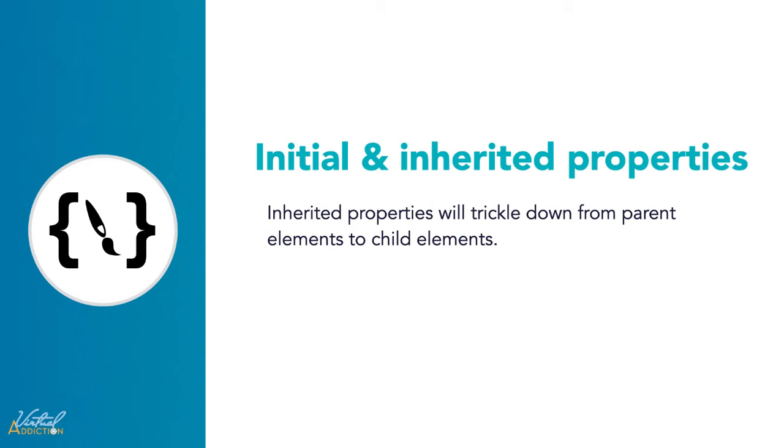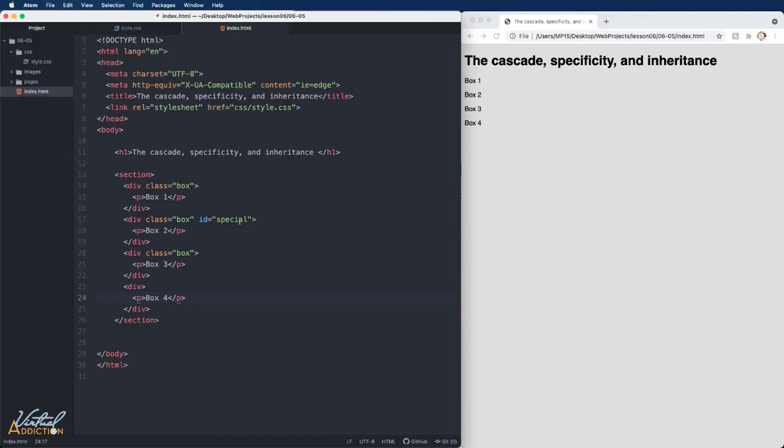Let's look at how some of these things will affect our page. Here I have a very basic page. It has an H1, it has a section element, and inside the section there are 4 div elements. The first 3 divs all have classes of box. The 4th div has no class. And the second div actually has a class of box as well as an ID of special. Let's look at how specificity, the order of appearance, and the initial and inherited properties could affect these elements on our page.